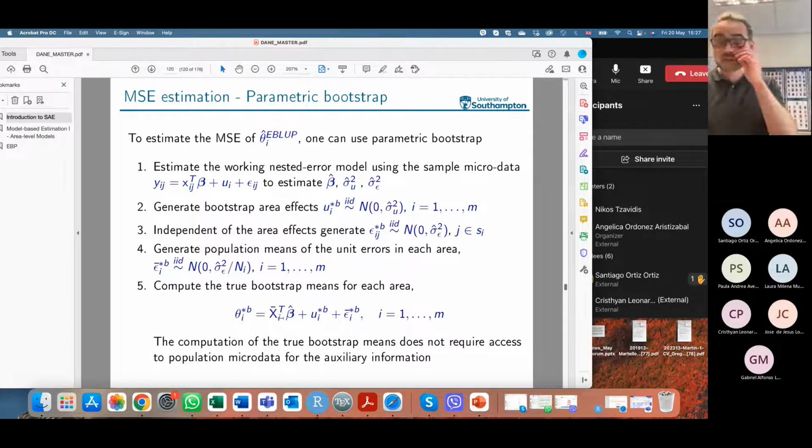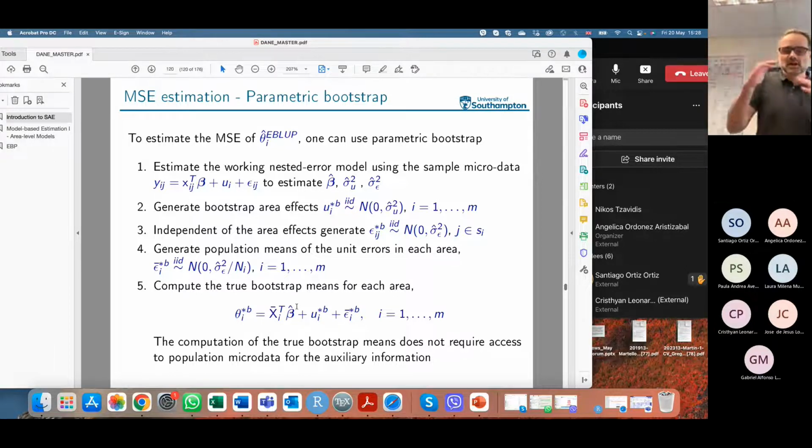So basically, that's exactly what you're doing here. You say this is a likely set of theta i star in the bootstrap world, assuming that the model holds. Remember here that the computation of the true bootstrap means for each area does not require access to population microdata. You see, there is no population microdata. So for computing this, you don't need the population microdata from the census. You just need the aggregated X's, the population X's at the aggregate level.